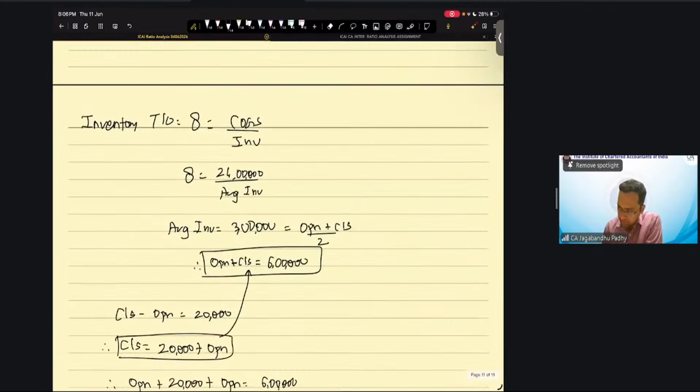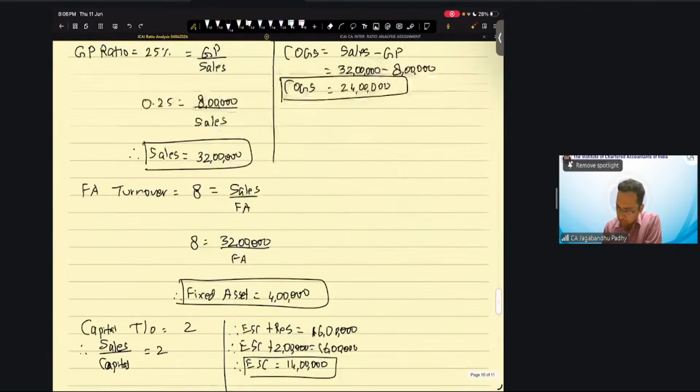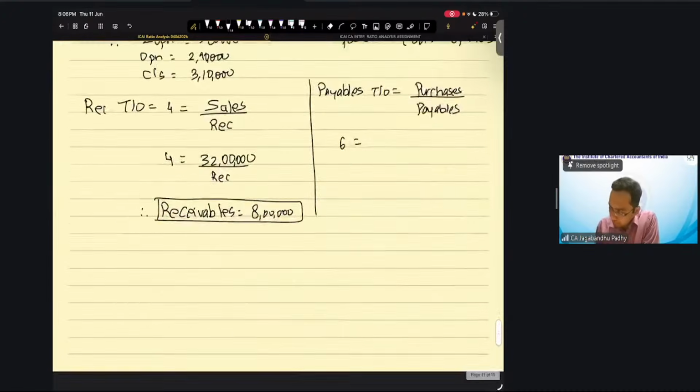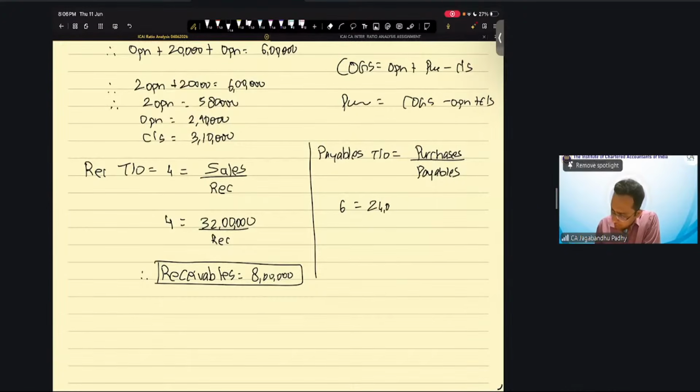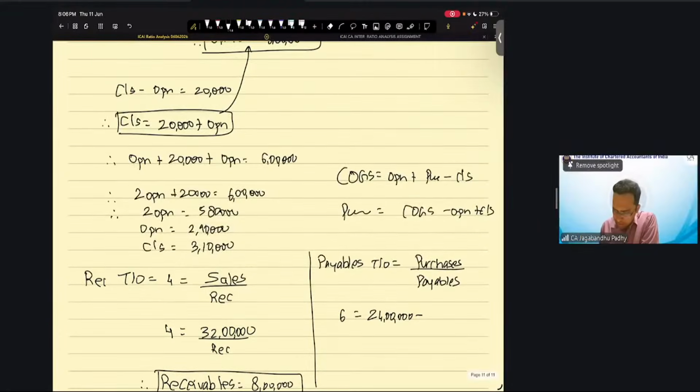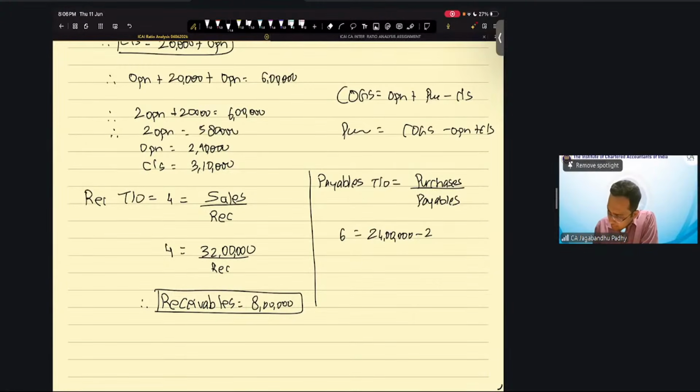We know the COGS figure. Cost of goods sold figure is what? 24 lakh. So this is 24 lakh minus opening, which is 2 lakh 90,000, and closing is 3,10,000, divided by the value of payables. So you can solve it and get the value of payables.